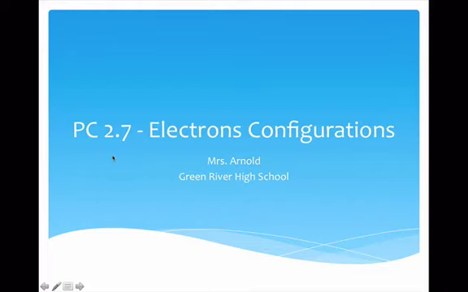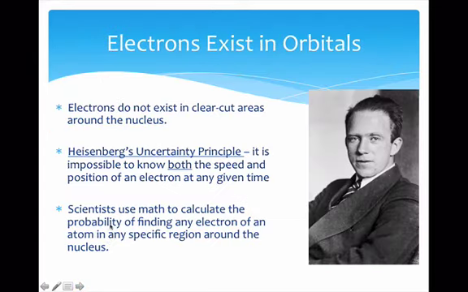Okay, this is podcast 2.7 for chemistry, and we're going to talk about electrons in the atom and electron configurations. So we had Niels Bohr, who had this idea that we have protons and neutrons in the center in the nucleus, and that the electrons exist in shells, or energy levels, around the nucleus. Kind of like planets orbit the sun is what he thought electrons do around the nucleus.